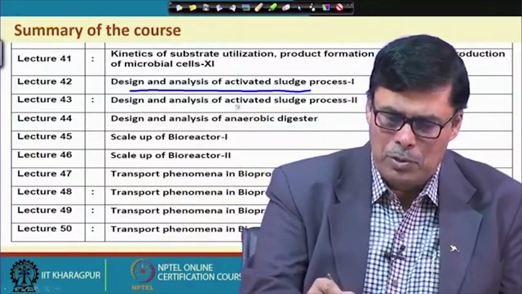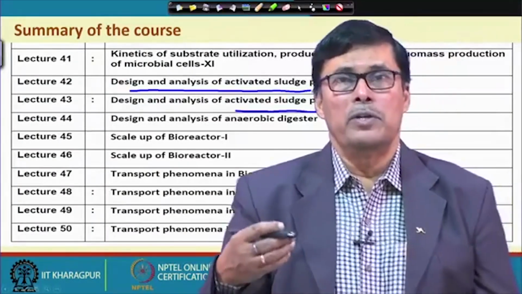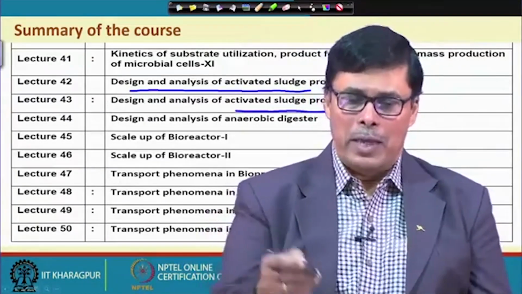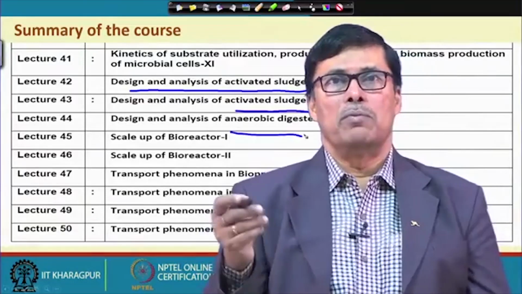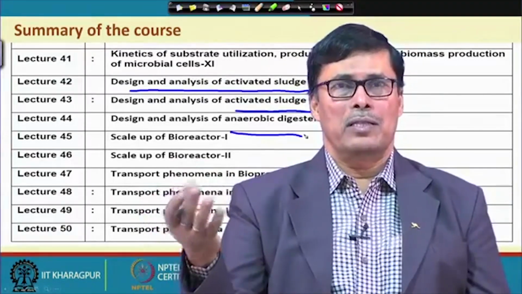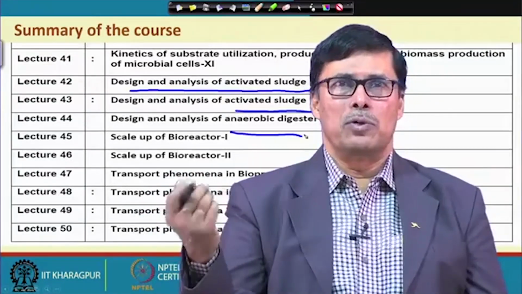We have taken into consideration the activated sludge process, which is mostly used for the treatment of wastewater, and we also discuss the anaerobic digester, where we can convert waste to some useful products, such as methane or hydrogen, which can be used as a source of energy.